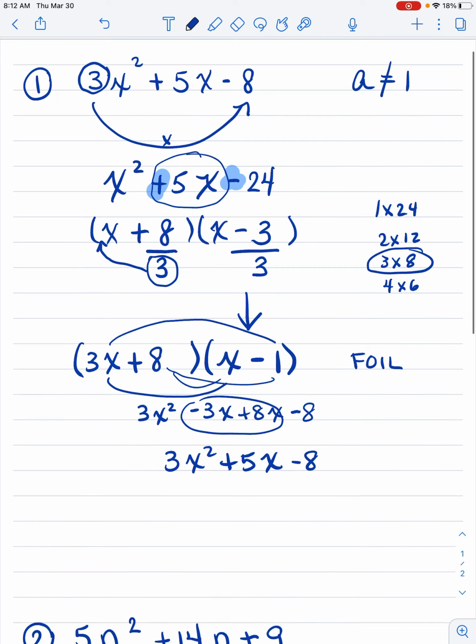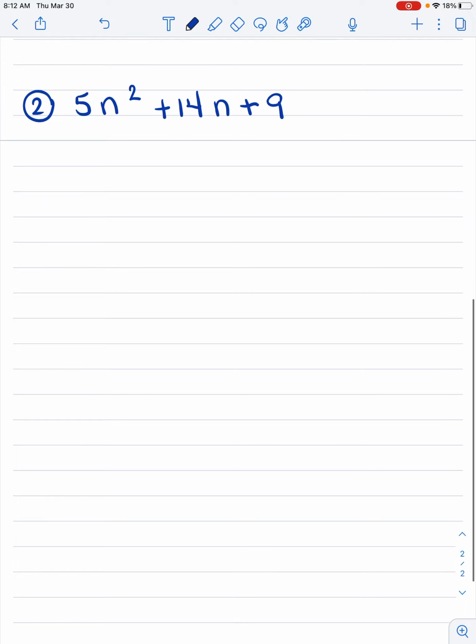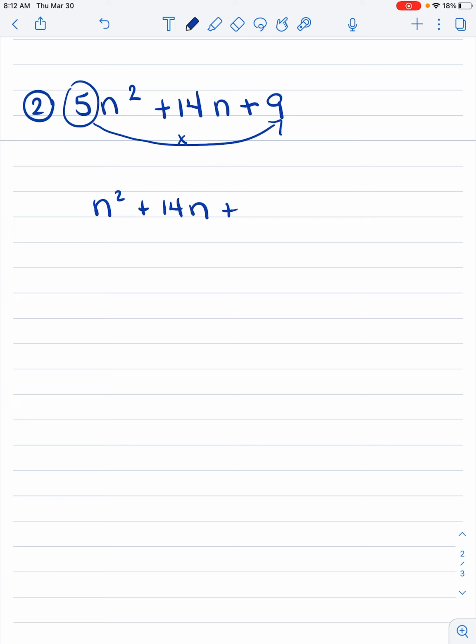Let's go to one more. Okay, and now we're experts. What are we going to do? We see a leading coefficient of 5. We're going to multiply that. So what do we have? We have n squared plus 14n, and 5 times 9 is 45. So that's plus 45.